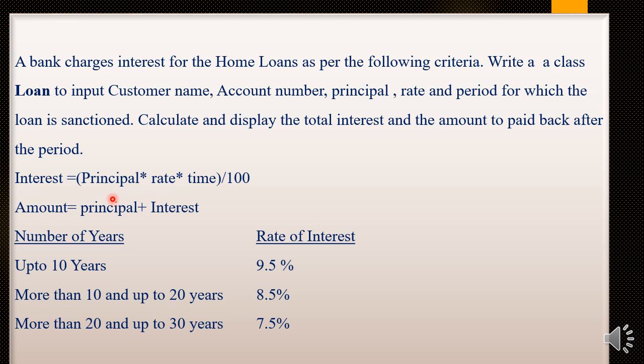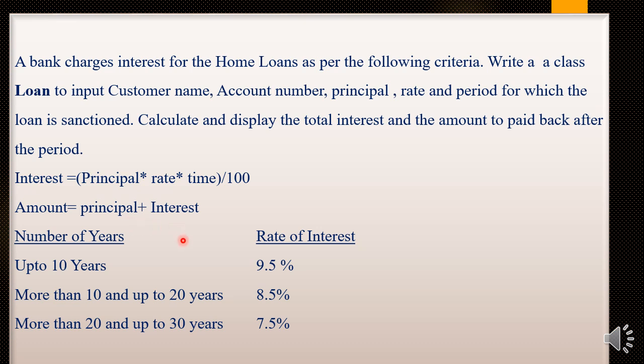So we know the formula in mathematics. Interest equals P into R into T by 100. So the formula here, interest equals principal asterisk rate asterisk time slash 100. So after calculating the interest, the amount to be paid back is calculated by the formula amount equals principal plus interest.